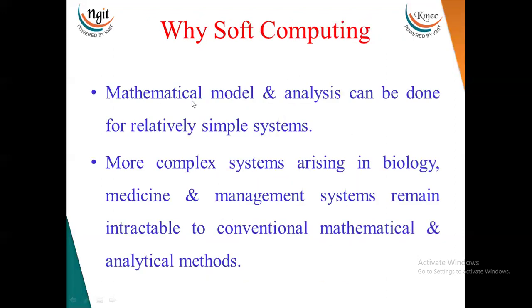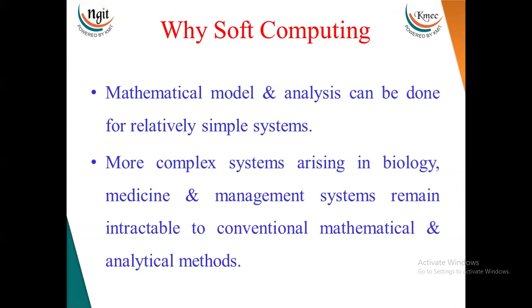Now, why are we going with soft computing? The first and foremost solution for any logical or complex problem is a mathematical model. If your mathematical model is not supporting a complex problem, we have to go for soft computing. That is the first one. So if the mathematical model is not working, you have to go with soft computing.